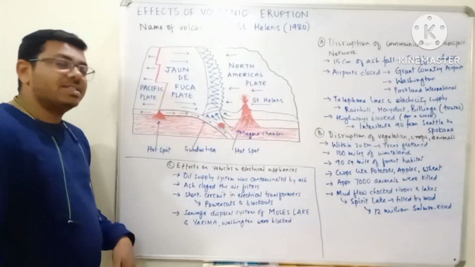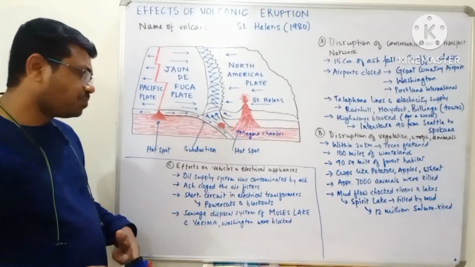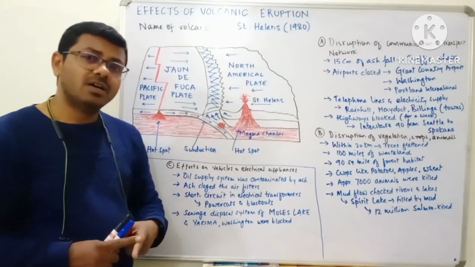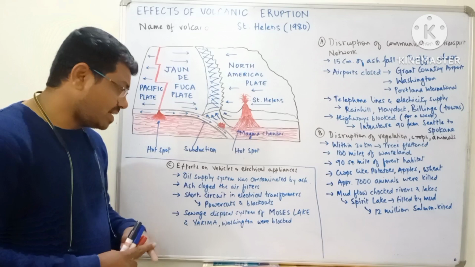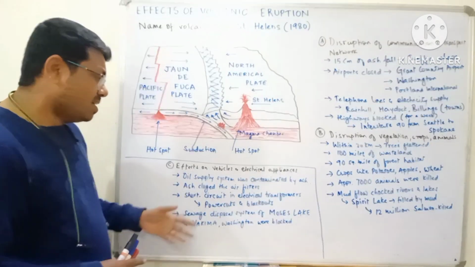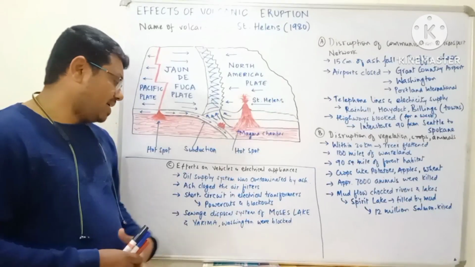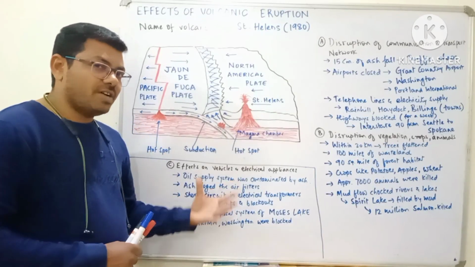Third is effects on vehicles and electrical appliances. Because of ash, air filters were clogged, electrical transformers experienced short circuits, due to which power cuts and blackouts were experienced in some areas. The sewage disposal system of Moses Lake and Yakima in Washington was affected because of ash, right?